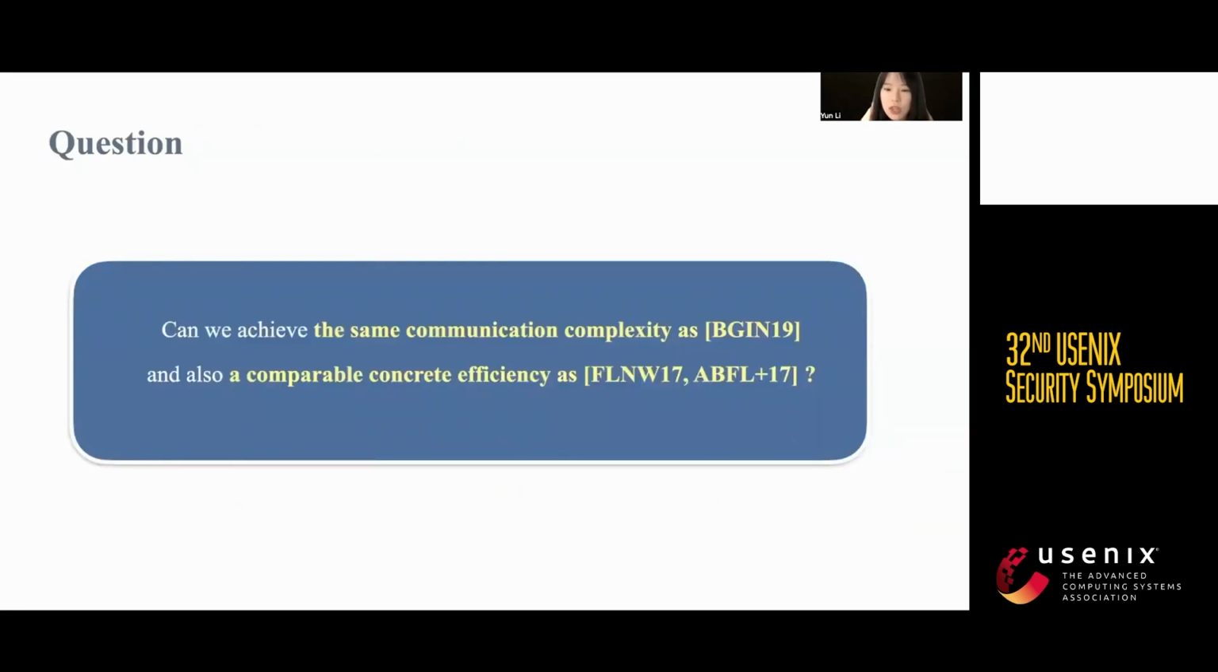So this naturally leads to a question. Can we achieve the same communication complexity as BJ19 and also a comparable concrete efficiency as FLNW17 or ABFL+17?